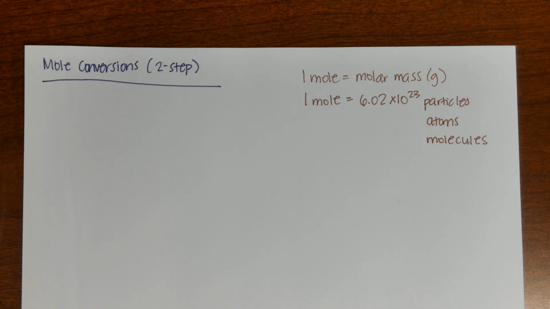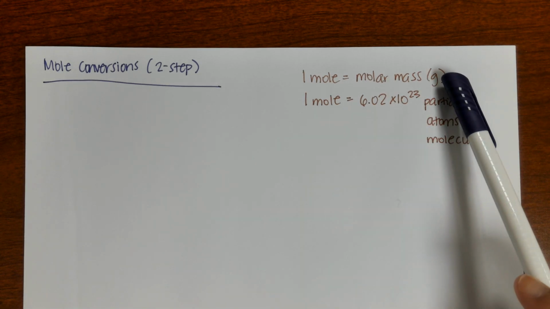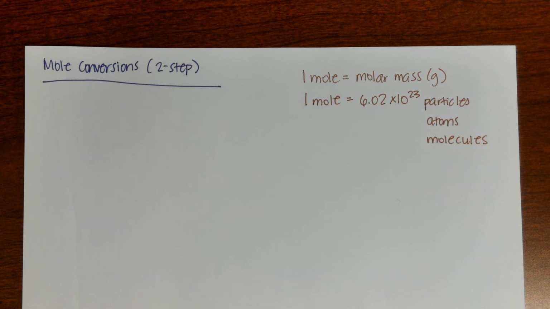So this is part 2 of mole conversions. In the last video I talked about one-step conversions from mole to mass, mass to mole, mole to particle, particle to mole, so just one simple step. But today I'll be going over 2 steps. So you gotta go through 2 steps in the train tracks to get to your final answer. So basically we're going to do both of these in our calculation.